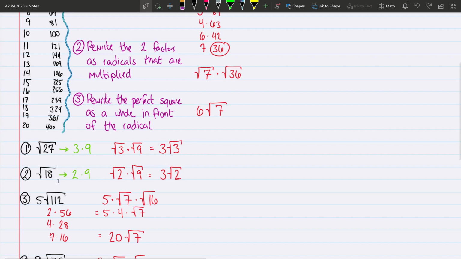18, I can divide by the perfect square 9, and I get 9 and 2. The 9 comes out as a 3. What's left is root 2, so we get 3 root 2.